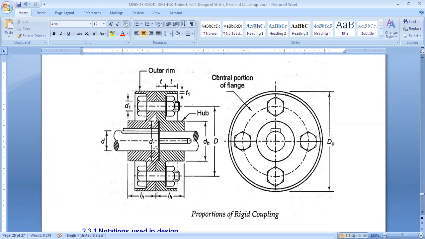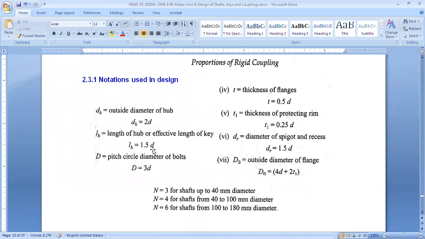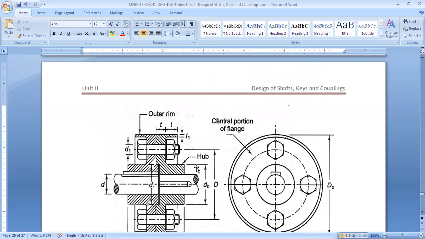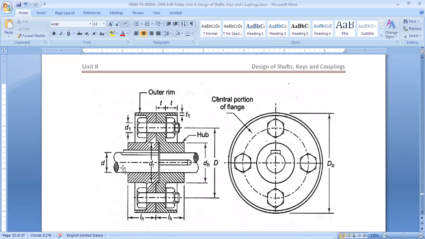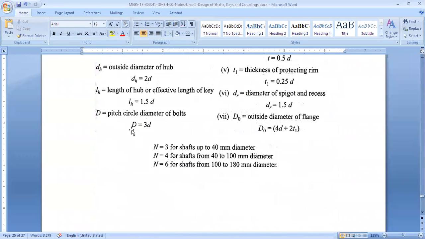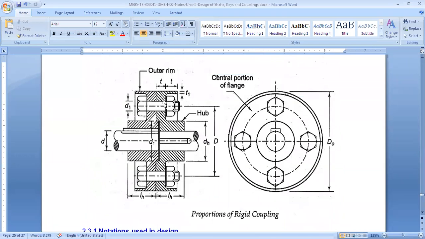Now we have shown DH is the diameter of the hub, right? Capital D is the pitch circle diameter of your nuts and bolts, and DO is the outside diameter of the flange. Okay, let me just verify whatever I told. DH is the outside diameter of the hub, right? If you see the hub cross-sectional part, that diameter is shown by small dh. Capital D is the pitch circle diameter of the bolts, right?